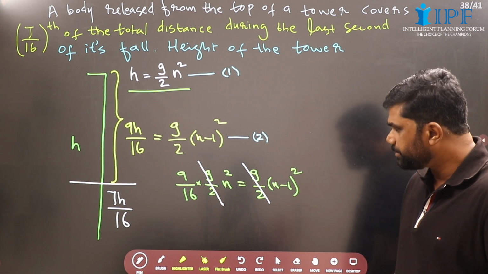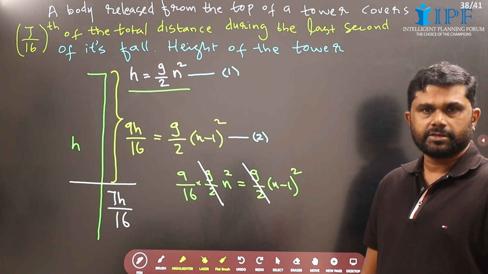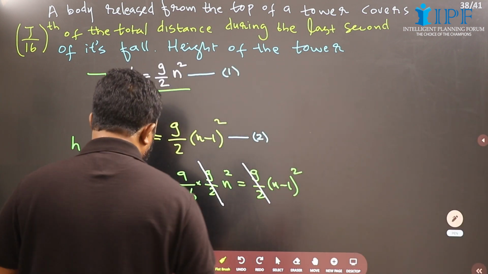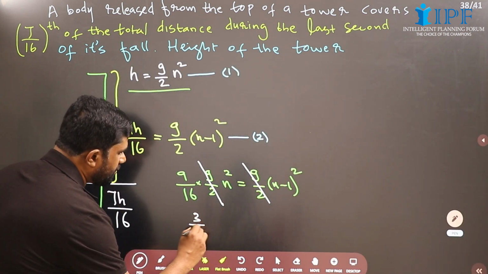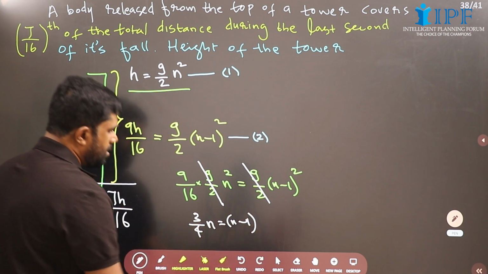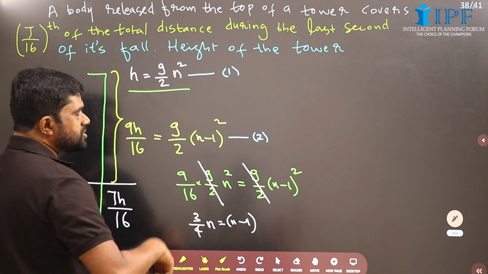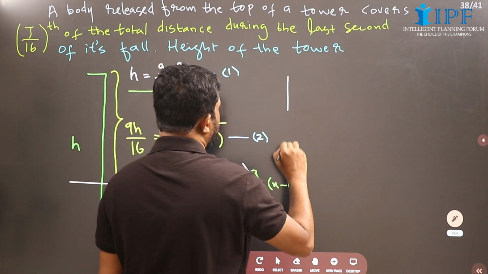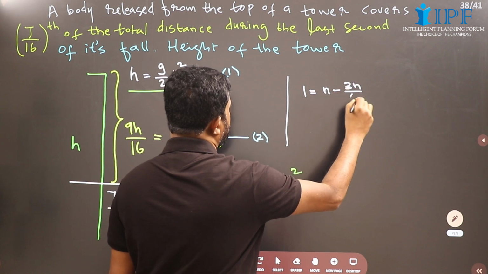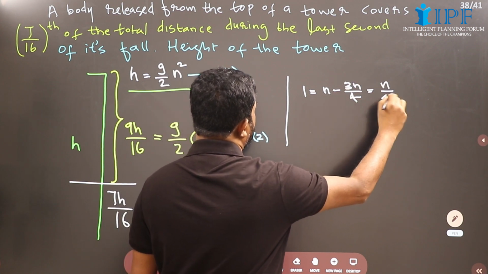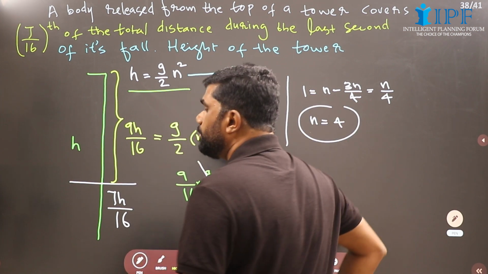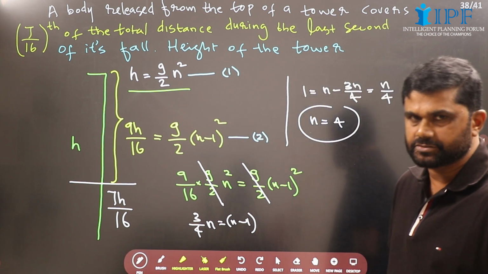When you see this, you must be very happy because on both sides there are perfect squares, so you can simply take the square root. It will be 3 over 4 n equal to n minus 1. Take this minus 1 to the left, so it will be plus 1. This is n minus 3n divided by 4, which equals n over 4. So n equals 4. This means the body will be at the foot of the tower after 4 seconds.